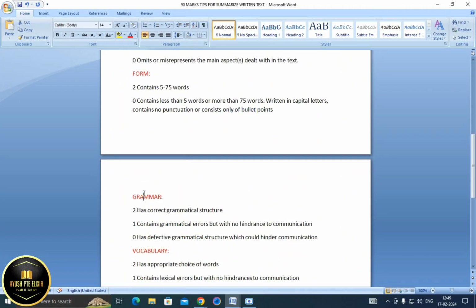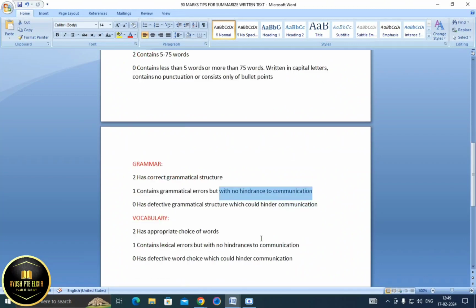In this case, grammar and spelling are both interlinked. 2 marks if you have correct grammatical structure, and 1 mark is given for grammatical errors, it could be 1 or 2, but with no hindrance to communication, because at the time being you are a writer, the computer is becoming a reader. So the test giver will be checking basically if you are sticking to the limit or if it's easily readable. If it's not, then obviously you will not get the scores. So 0 for the defective grammatical structure that can hinder your communication.